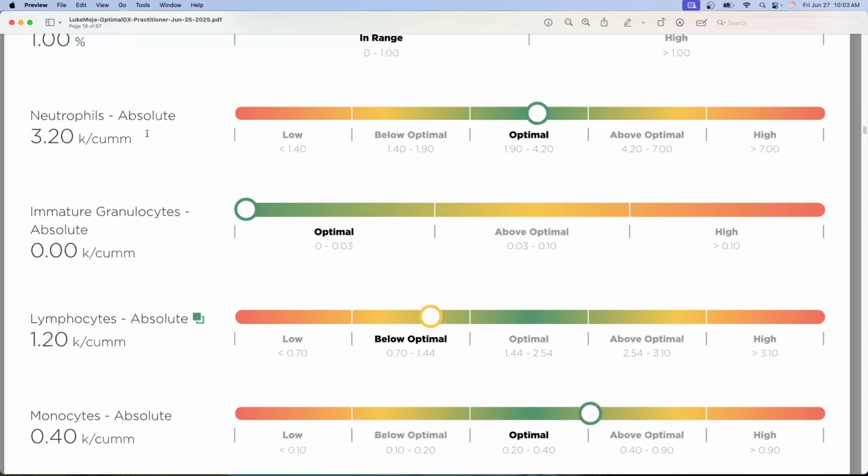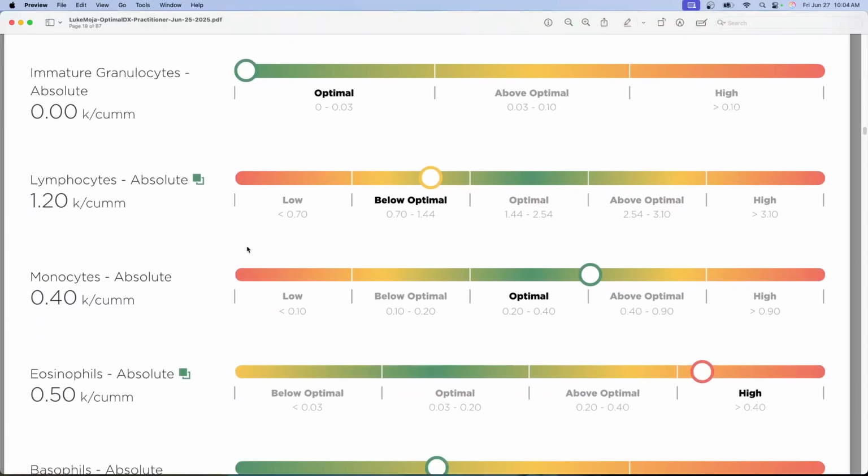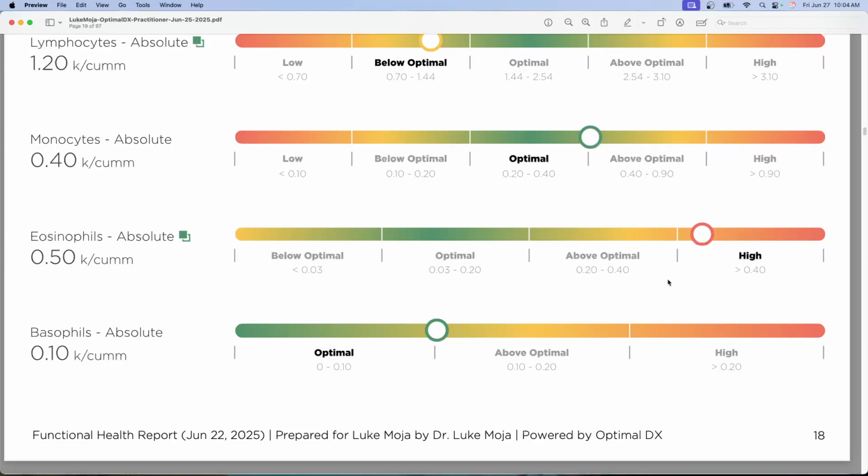Neutrophils, so this is the absolute numbers. We were talking about the percentages before. So again, these kind of mirror the other one. The absolute lymphocytes are a little below, monocytes slightly above optimal, eosinophils definitely high.